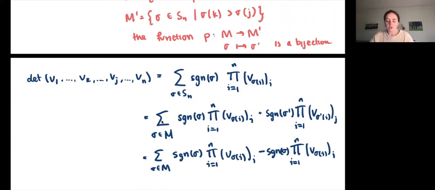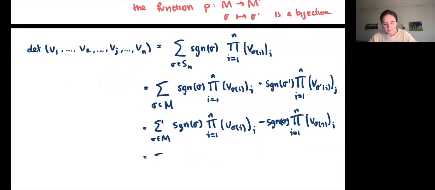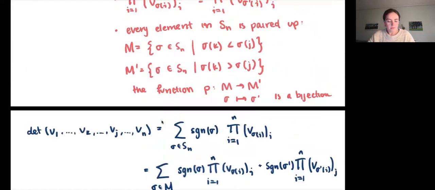So these two terms cancel each other, and we're just adding up a bunch of zeros. So we sum over sigma in M of 0, which gives me 0. So that tells me that det is alternating.